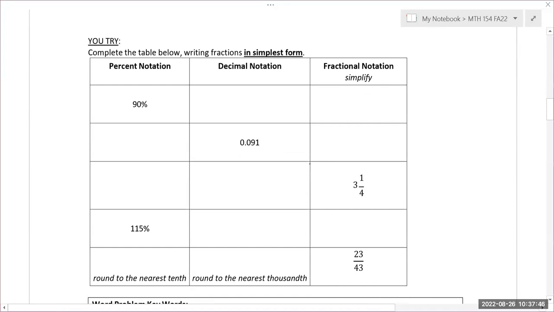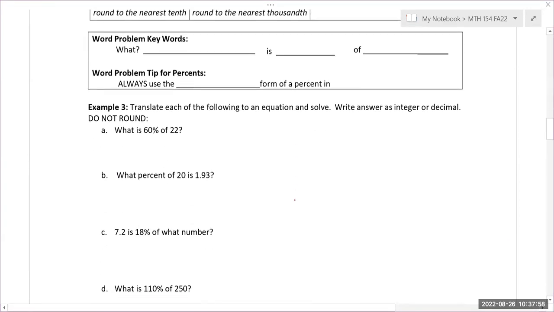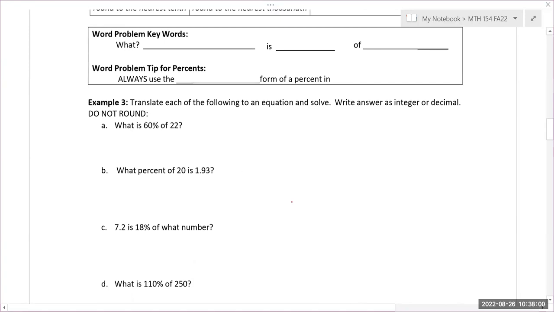For this table, try it out and then check out the key and see how you did. If not, we do want to make sure that we know how to go from percent to decimal to fraction notation. All right, down here, we are getting into translating.